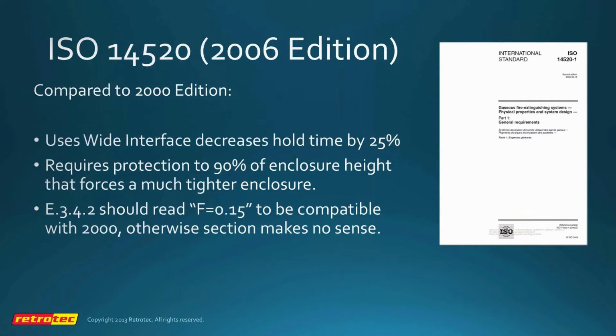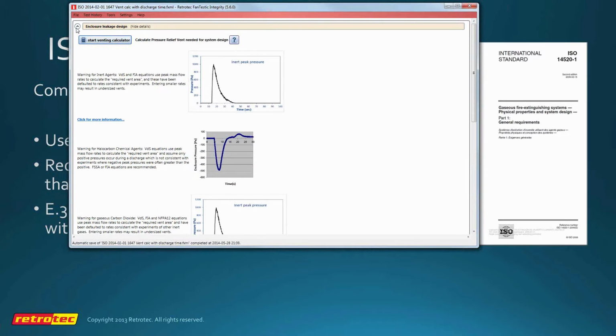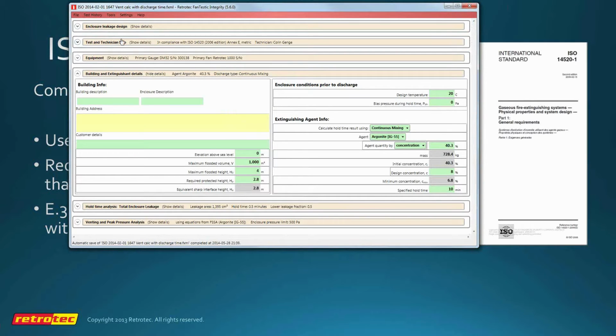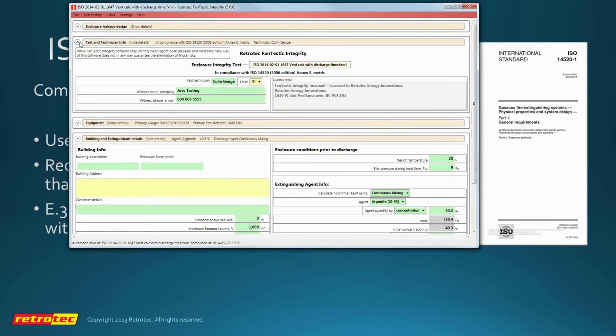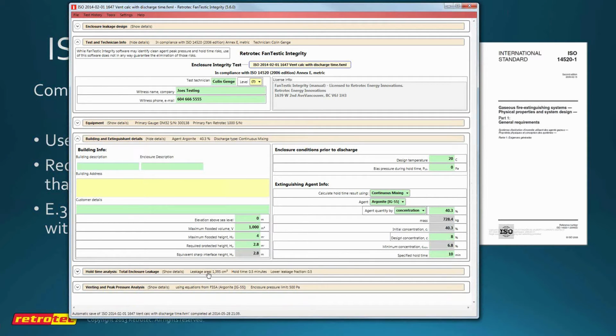The main standard that we're looking at is the 2006 edition. The 2006 edition uses what's called the wide interface model. And when you're running the software, I'll just bring our software up, drag it over to the screen here. There is what's called an HE calculation that would be easy to miss. And it's right down in the equivalent sharp interface height, HE.